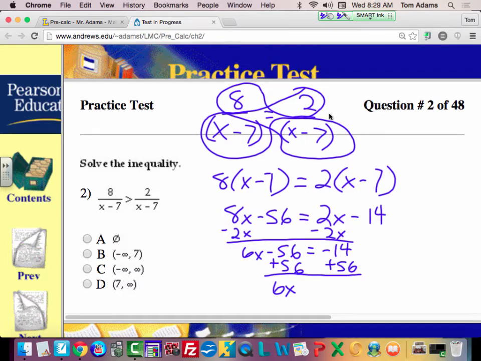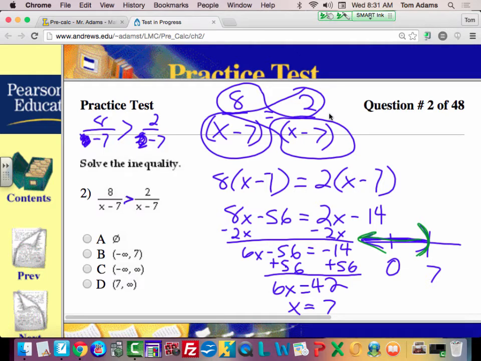And I get 6x is equal to, what is that? Is it something? No. 42, I think, right? Yes. Yeah, 42. All right. So we get 42, and so x equals 7. So now what that means is we're either going to look at a number that's greater than 7 or a number that's less than 7, okay? So what I do is I just test one of the values and see if it makes the statement true or not.